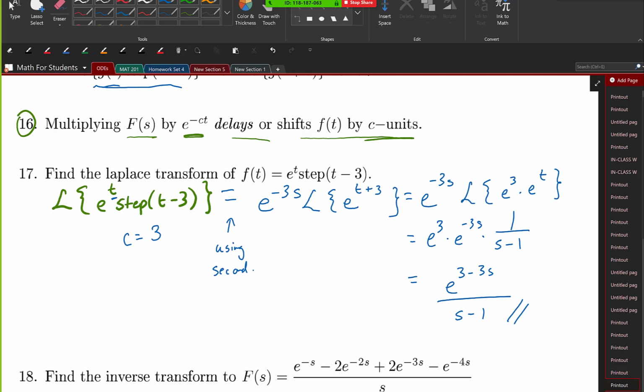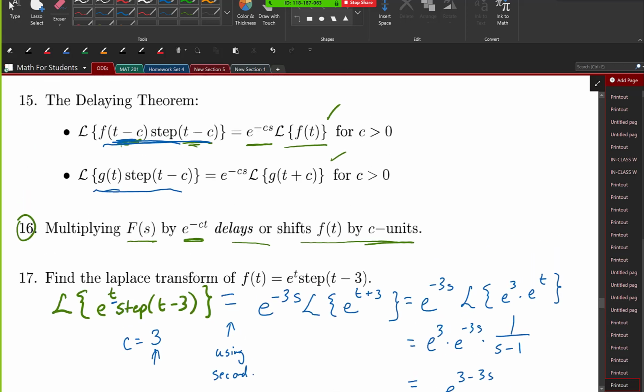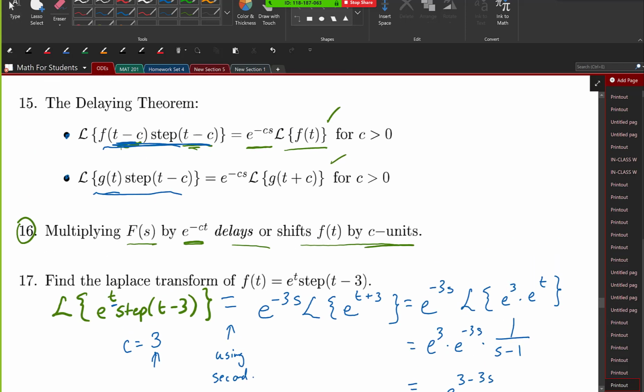Okay. So folks, I'm not really doing anything more than identifying the C, and then I'm identifying which of these two delaying theorems would be easiest to use, and then I just stick to the script of that. Now when we do the inverse transform, this little sentence that I gave you here might be helpful for thinking about doing the inverse transform.